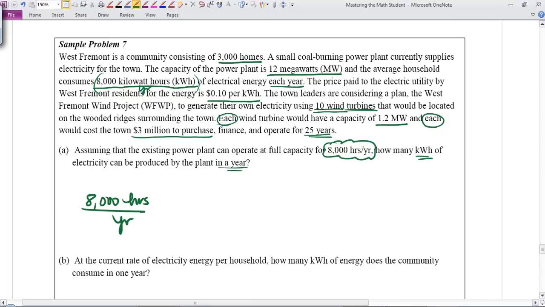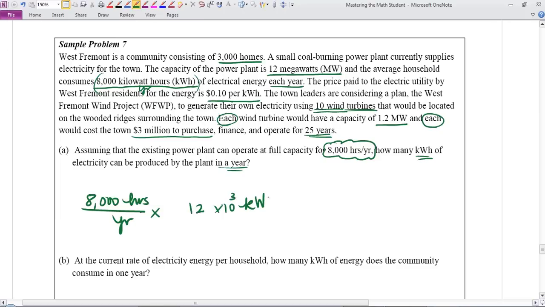So if they can produce 8,000 hours per year, and they also told us that was 12 million watts, and it was kilowatts? No, I'm pulling the wrong number here, aren't I? Oh, no, I'm not. So if it's 12 megawatts, then what does that mean in kilowatts? That means 12 times 10 to the 3 kilowatts. See, if I don't get my units right, I'm not going to get the right answer. So I caught myself on that one.